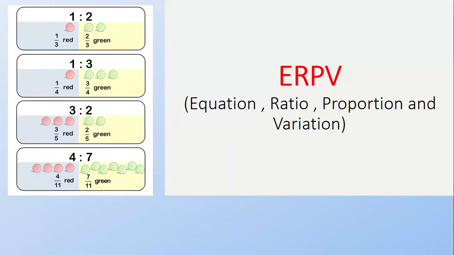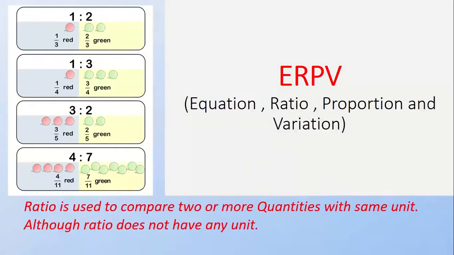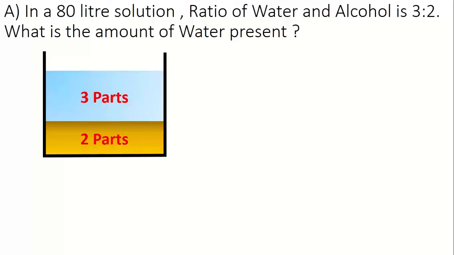Equations, ratio, proportions and variation. A ratio is used to compare two or more quantities with the same unit, although ratio does not have any unit. So let's take the first example.